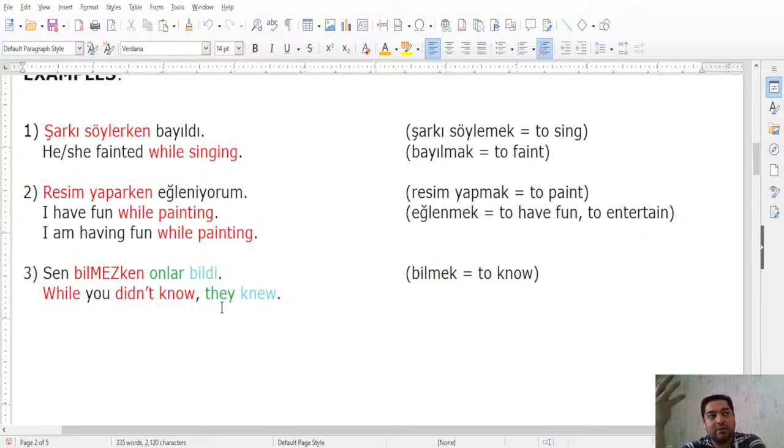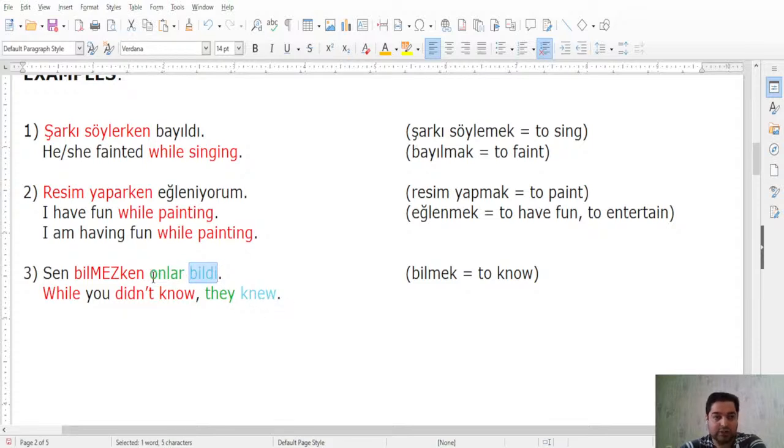In practical kind of a sense, it's kind of the case where you negate two conditions, right? You compare somebody against somebody. You say they knew as opposed to you not knowing. Okay, they knew despite you not knowing. Okay, that's basically what it means. Sen bilmezken onlar bildi. So you see, onlar here is they.